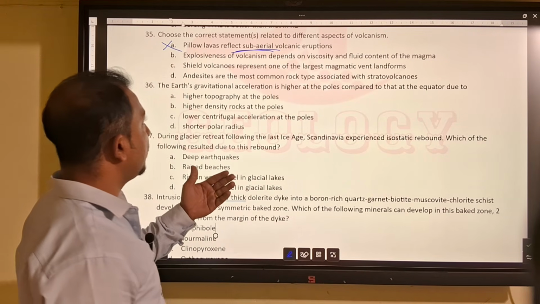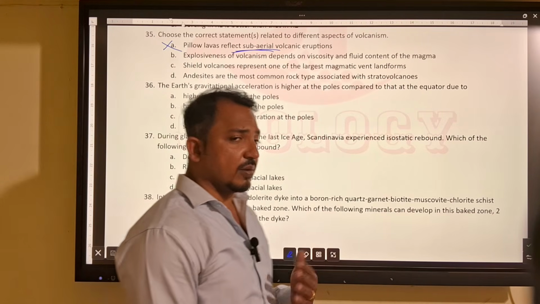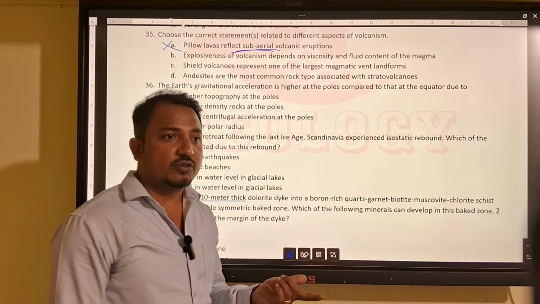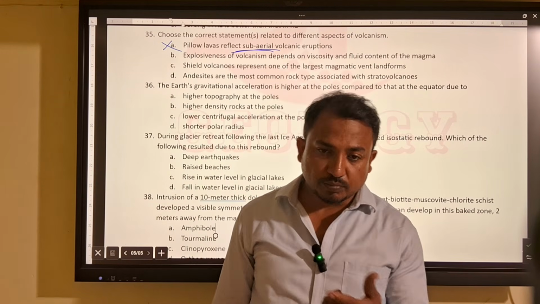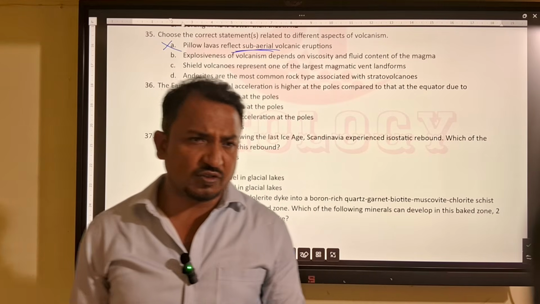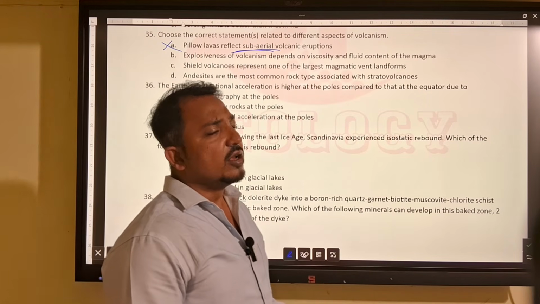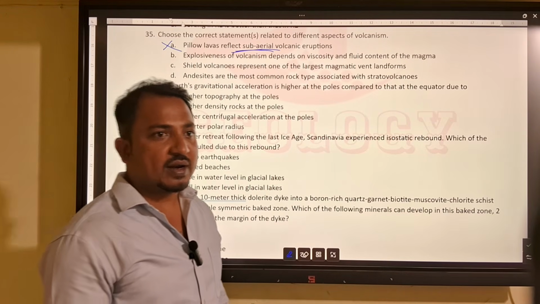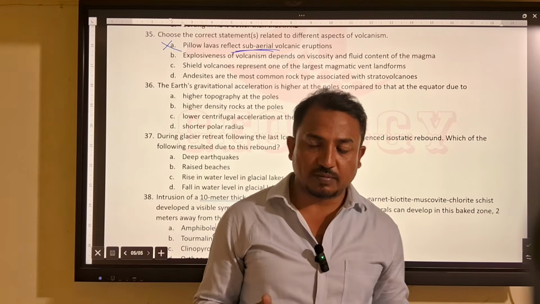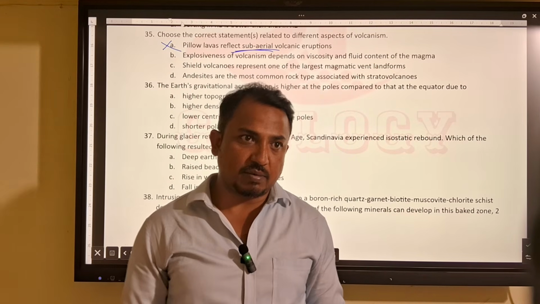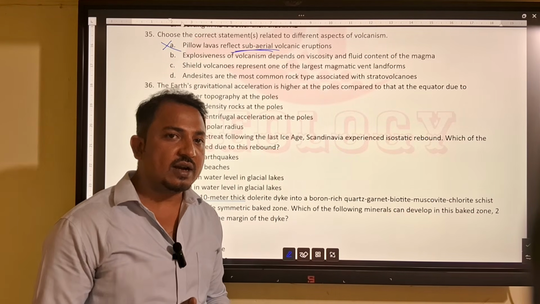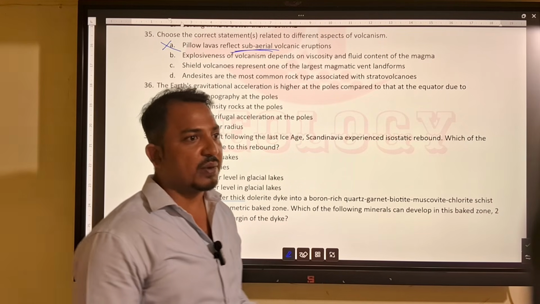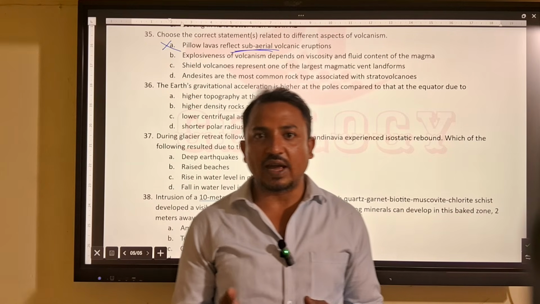Then, explosiveness of volcanism depends on the viscosity and fluid content of the magma. Explosiveness means there are two types of volcanism we have studied: one is the fissure type, one is the central type. Central types are more explosive, fissure types are more quiet, you can say. In quiet type magma, always remember there is volatile matter, but it is in a free condition. But in explosive magma, the volatile content is trapped within the magma. So any magma that is explosive is under high pressure.